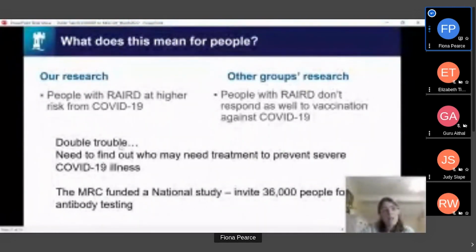So we began to realise that people were essentially in double trouble. They were not only more likely to have severe COVID if they caught COVID, but also were less well protected by vaccination. And we thought at that point, we really need to do more here. We need to find out who may benefit from treatment to prevent severe COVID illness. And we applied with a group led by Imperial College to the MRC for a national study to invite huge numbers of people to test antibodies to see whether they've got antibodies following vaccination that will protect them against COVID-19.